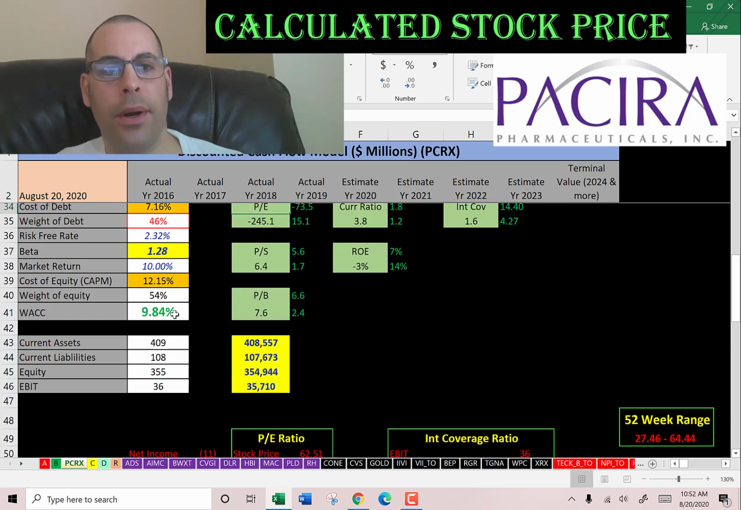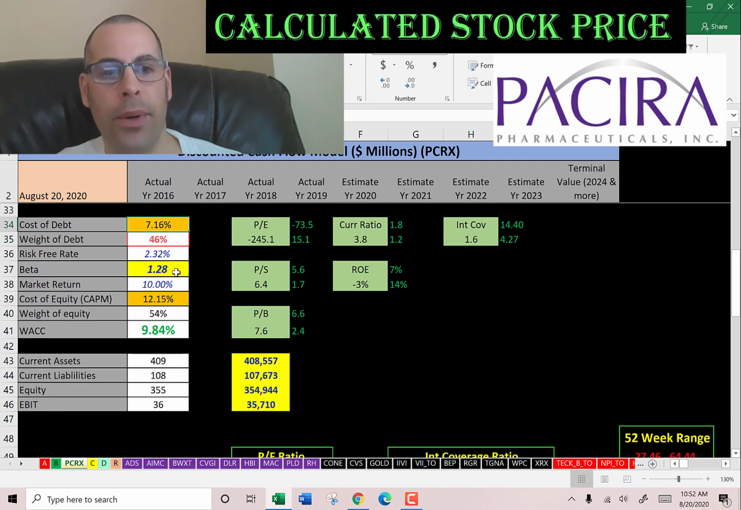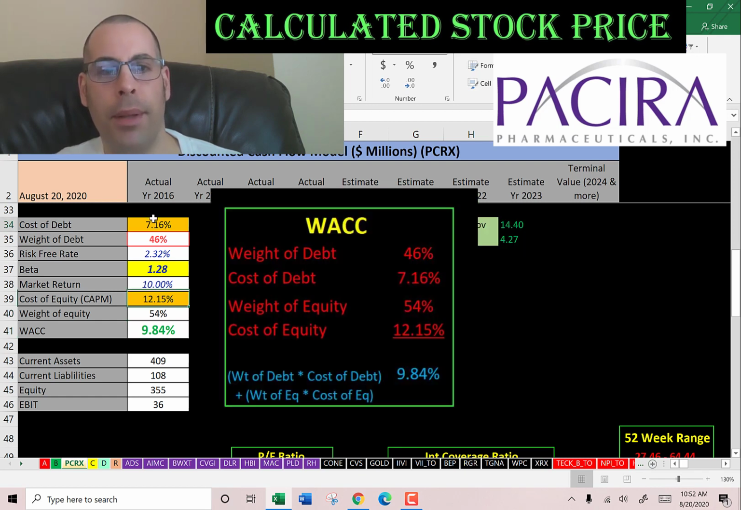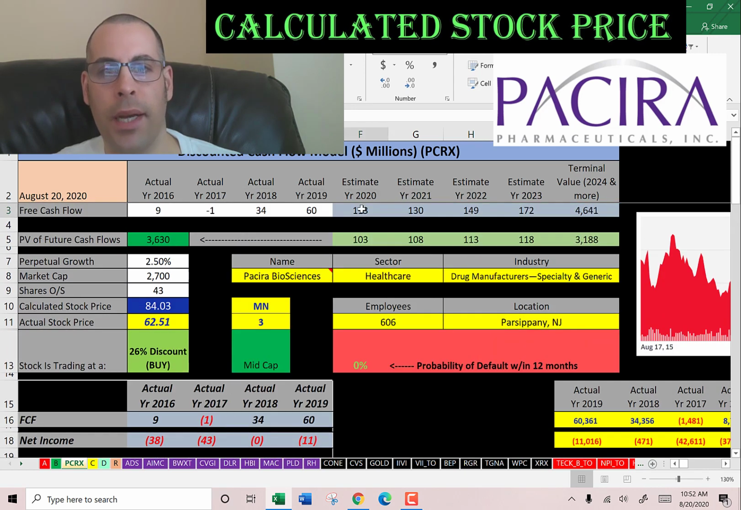Let's look at a capital structure. 46% debt, 7.2% cost of debt, 54% equity, 12.2% cost of equity, 9.8% WACC, which is a blend of the cost of debt and cost of equity, and that's a discount rate we're going to apply to the future cash flows. We estimated 4 years of future free cash flows. We also estimated a terminal value, which is all cash flows past year 4. We discounted those numbers back to today using a weighted average cost of capital, and we get a value of the company of $3.6 billion.